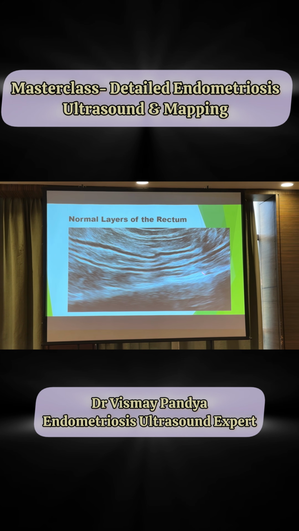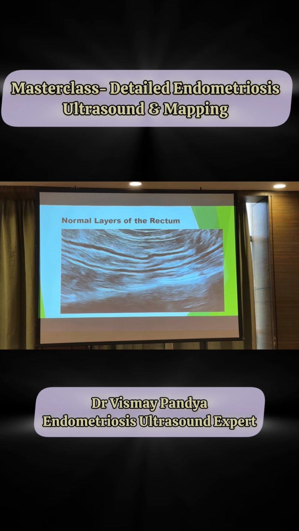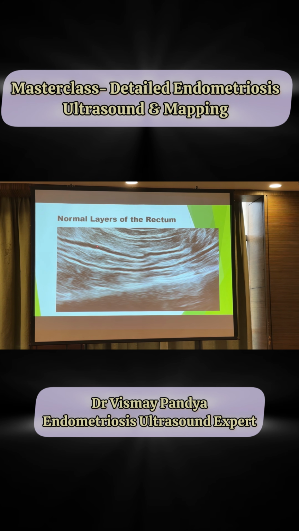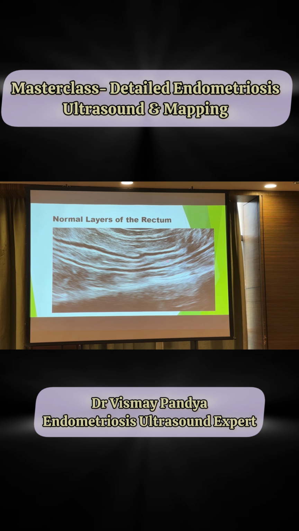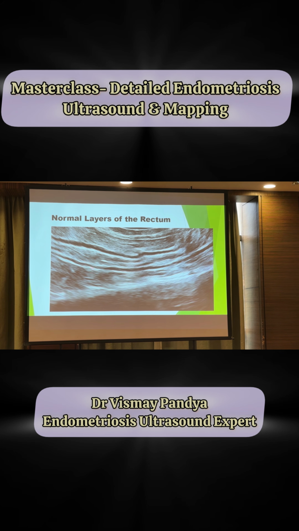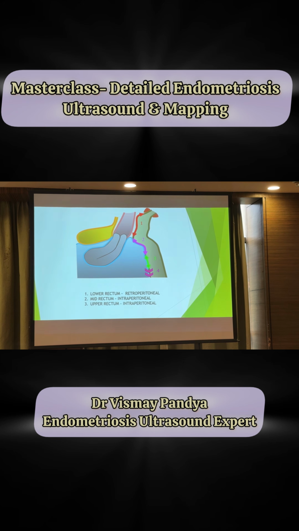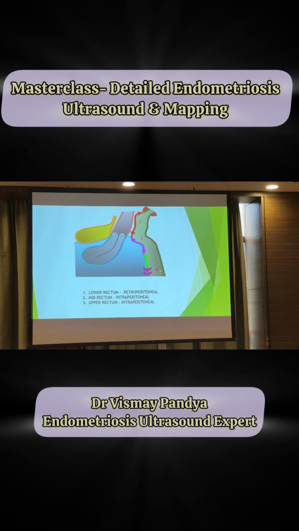These are the normal layers of the rectum. You can see the serosa, the anterior muscularis. Okay, this is the lumen. Anterior, this is the submucosal layer, posterior submucosal, the posterior muscularis, and the serosa. So this is how a normal rectum looks. Okay, now this figure is important.